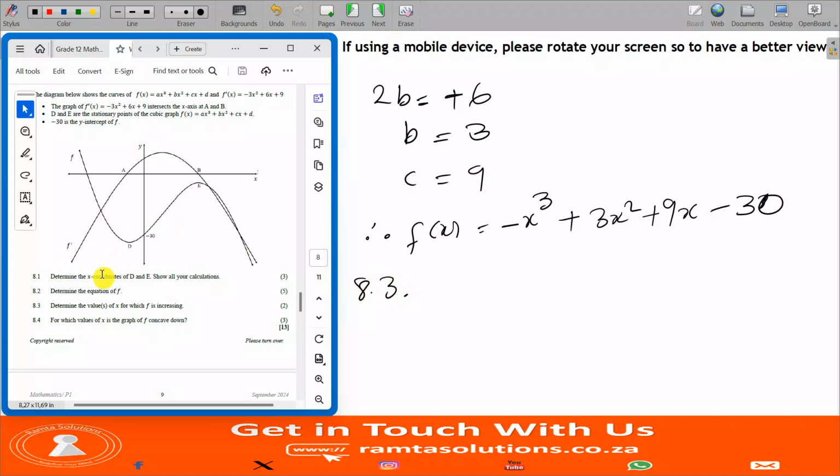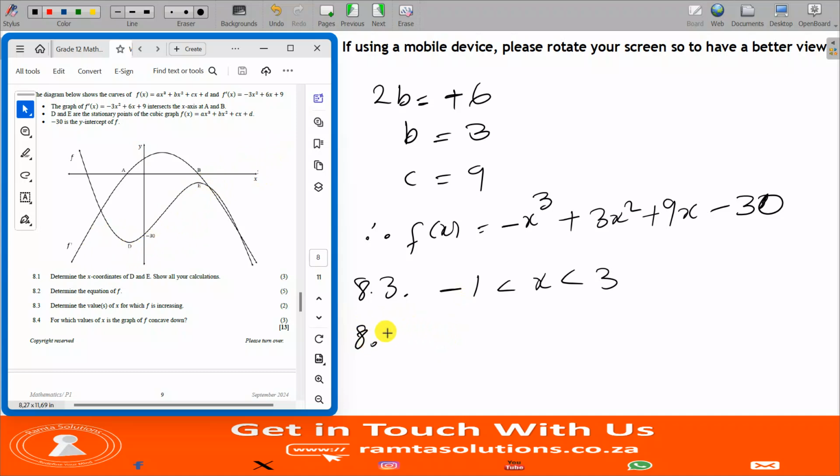Now, 8.3, which we did, I explained, you will remember. I said this is when x is greater than -1 but less than 3, because we are able to find the x values of the x-intercepts, and these are the x values of the stationary points. So we are good to go.